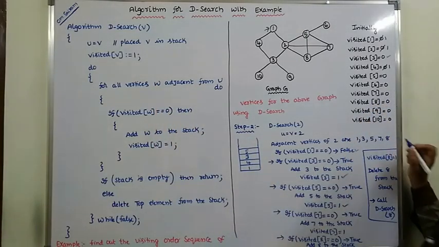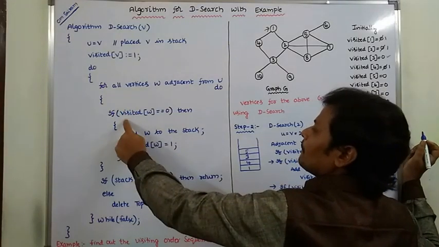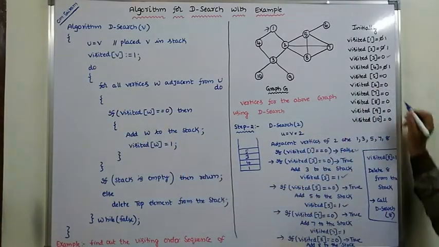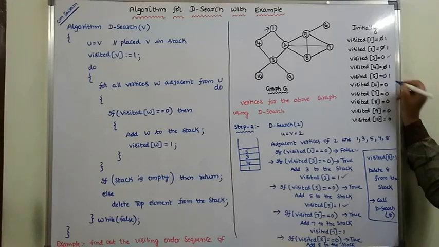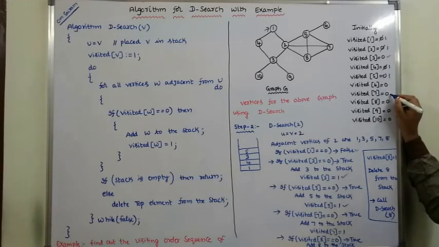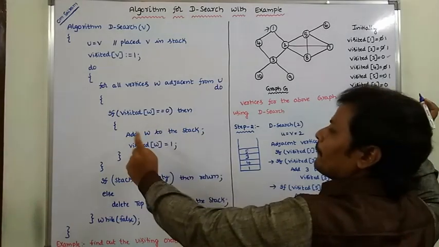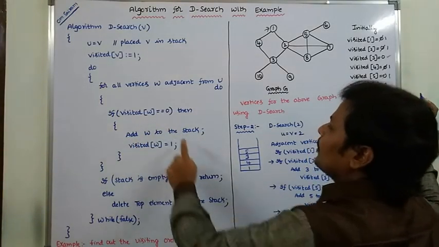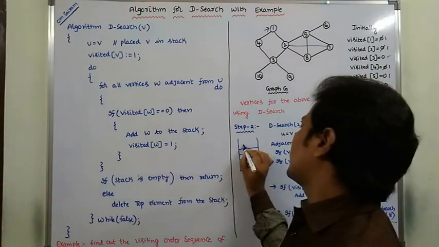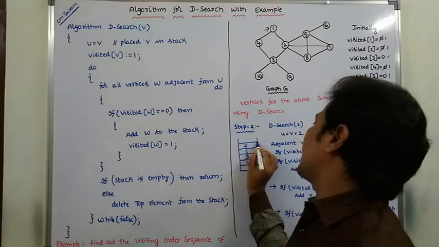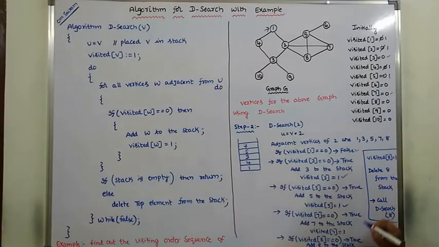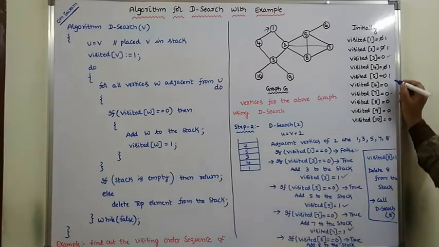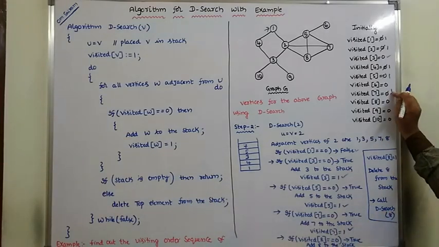Here now W can be taken as 7. Brace begin. If visited of 7 is equal to 0? Yes, visited of 7 is equal to 0. So condition true, then go to the if block. So add W to the stack. Now W value 7 can be added to the stack. Next, visited of 7 is equal to 1.